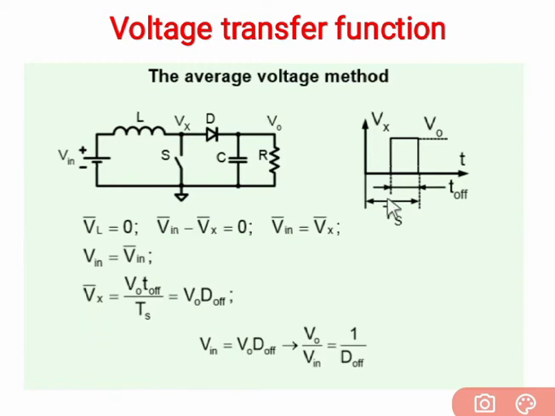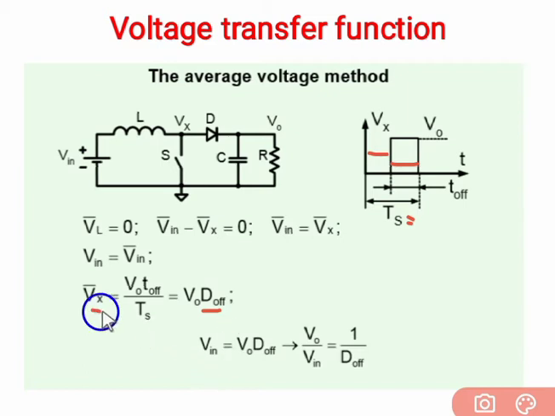So this is the off period when switch S is off, and this is the on period when switch S is on. This time is known as the T on time, and this time is known as the T off time, and total time Ts equals T on plus T off. So the voltage across the switch during the off time is VO T off by Ts, which is VO times the duty cycle D off.